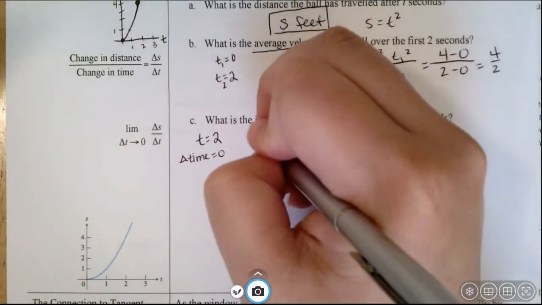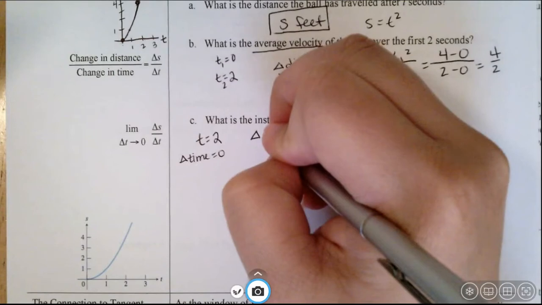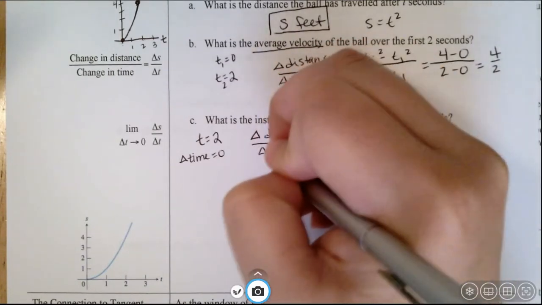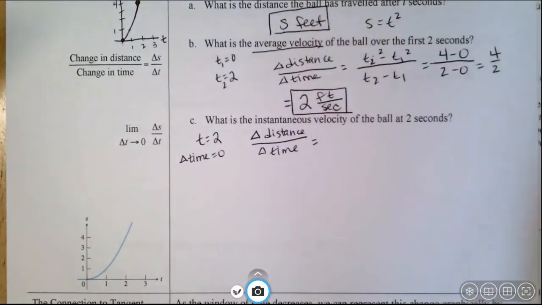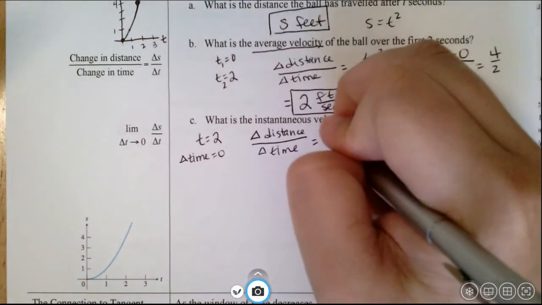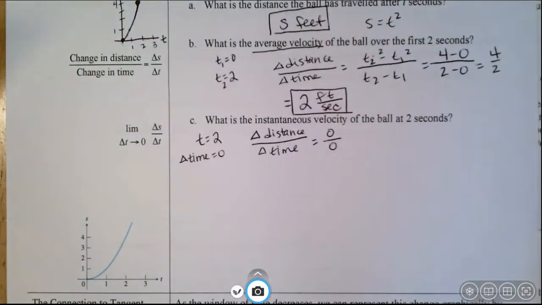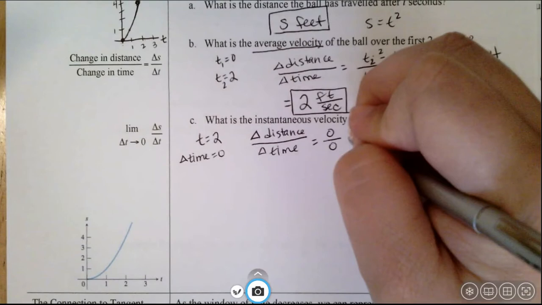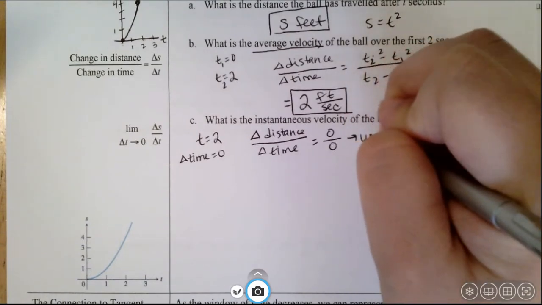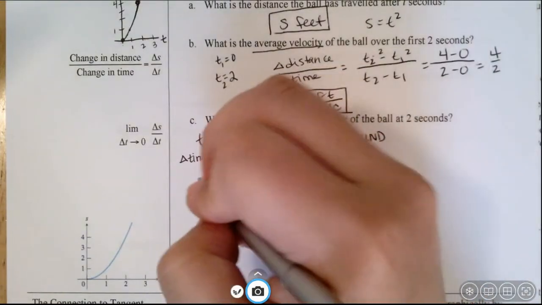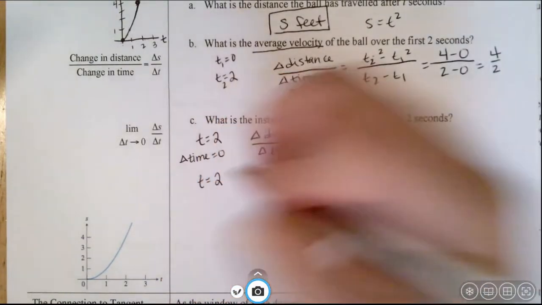So if I try to do this using the average velocity, change in distance over change in time, well, at 2 seconds, there has been no change in distance, and there has been no change in time because I'm only looking at one instance of time. And this is undefined. Okay, so what we need is we need to use limits.